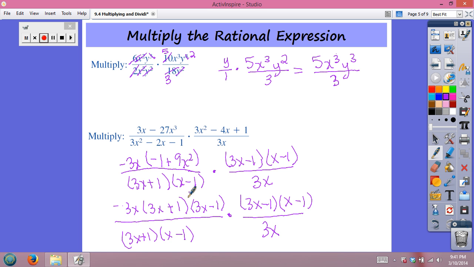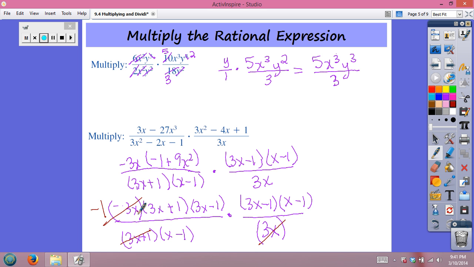Now, we can only cancel what's in the parentheses or what's being multiplied. So this can be in a parenthesis because those terms are being multiplied. This can be a parenthesis. You can use a different color to cancel things out here. So we have a negative 3x and a 3x here. Cancel those and we're left with a negative 1.